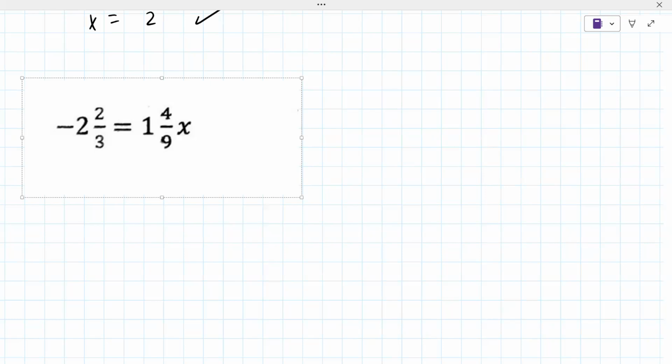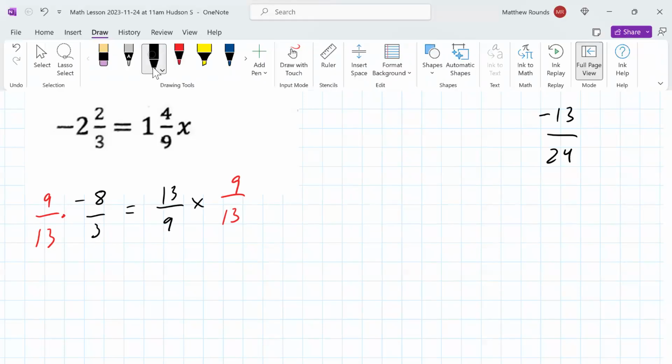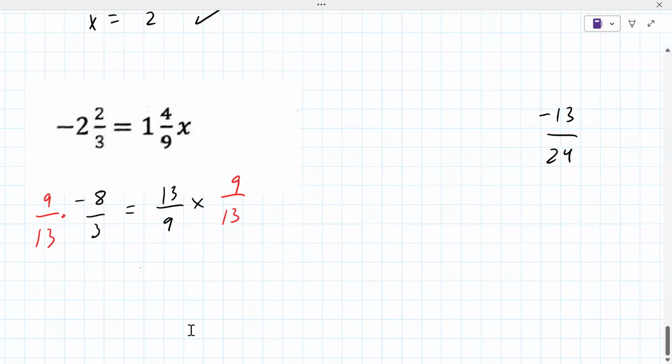I have -13/24. Hmm. All right, so this ends up being -8/3 equals 13/9x. So this time the reciprocal is on the right side. Oh, and so that will slightly adjust what you're doing here. Does that look similar? Do you need to make an adjustment to your answer?